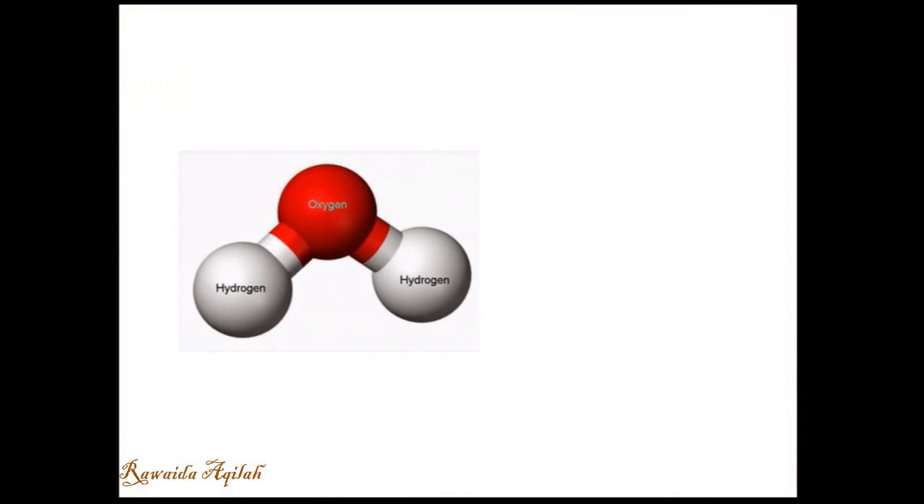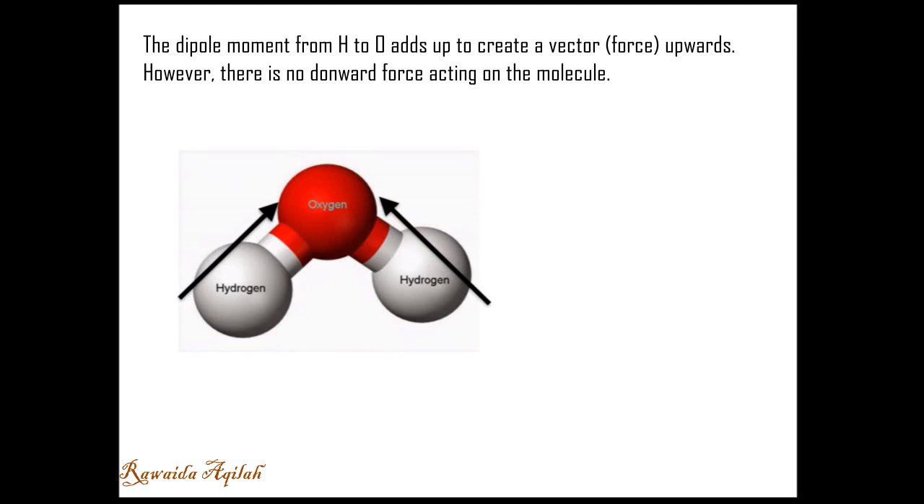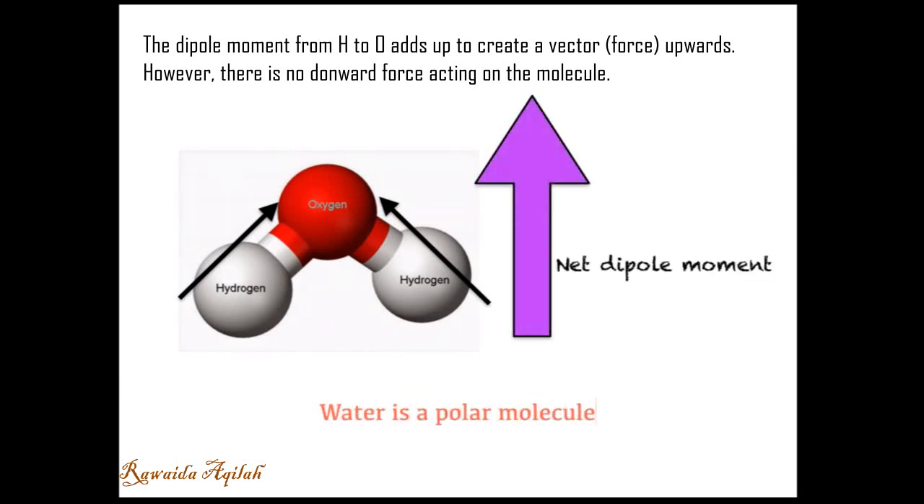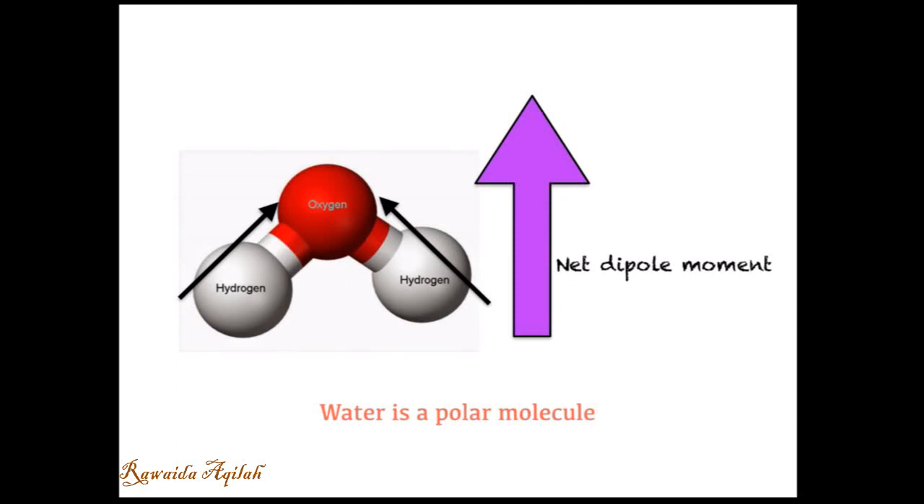Let's go into real molecules. Take water, which is bent in shape. Oxygen is more electronegative than hydrogen, which causes a dipole from hydrogen to oxygen. As a result of this dipole, there is a net dipole moment to the top towards oxygen, which makes water a polar molecule.